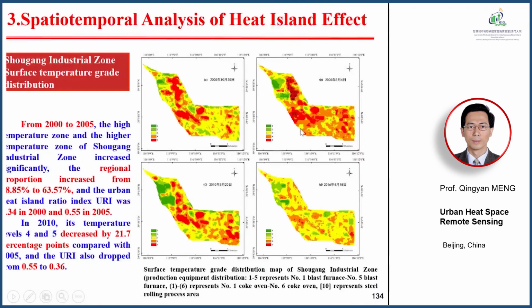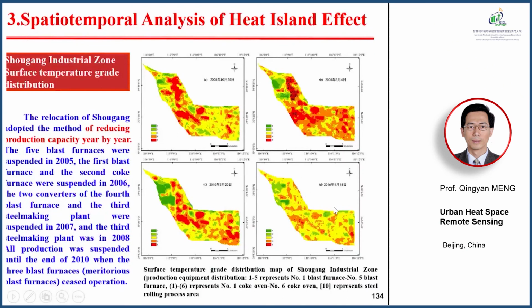After that, some factories stopped production, and until here, it finished production. In this year, its temperature level fell, decreased by almost 20 percentage points compared with this year. And the URI, the urban heat island ratio index, dropped from 0.55 to 0.36.